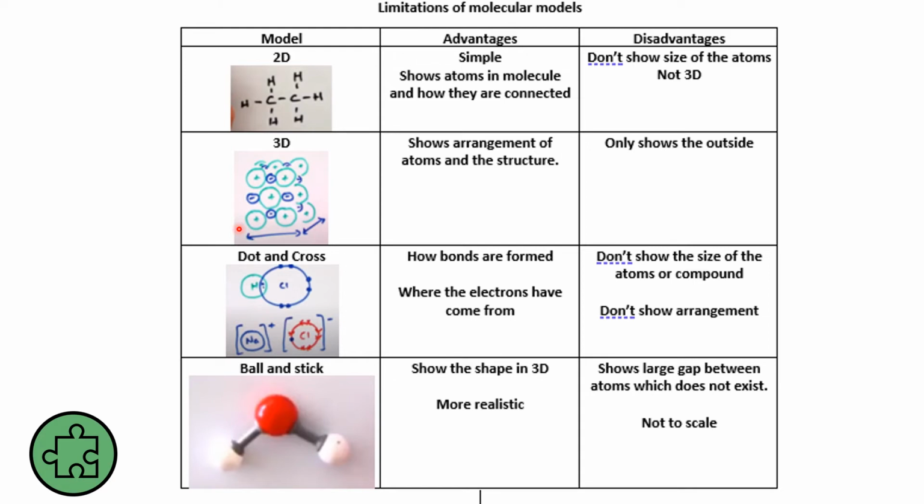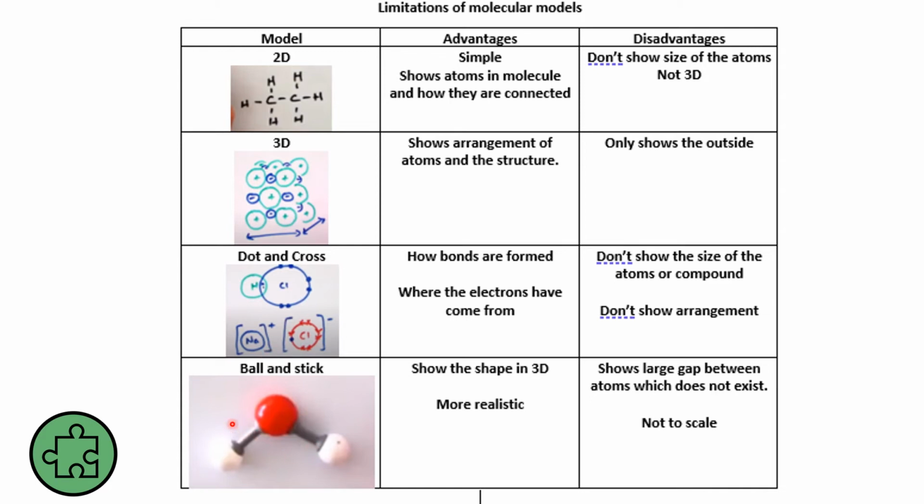Now, a 3D diagram is great because it shows the arrangement of the atoms and the structure, and it's three-dimensional. But it only shows the outside of the structure. I can't see internally if they're all the same, or if there's something else going on there, or maybe if it's even hollow. I can't see. The dot and cross diagrams we've been working hard on, well, the advantages of these are they show how the bonds are formed, and they show where those electrons are coming from and going to. The problem is it doesn't show the size of the atoms compared to each other, and it doesn't show the arrangement of the atoms in real life.